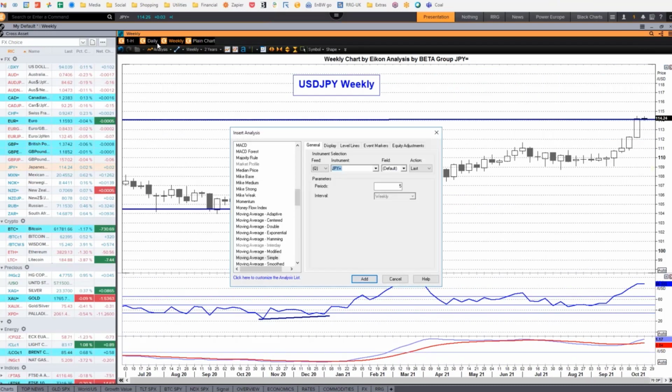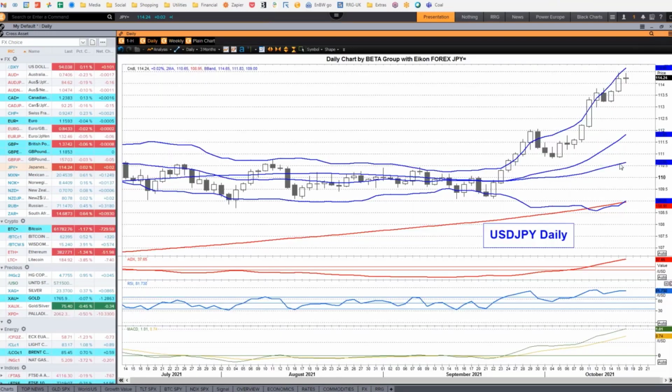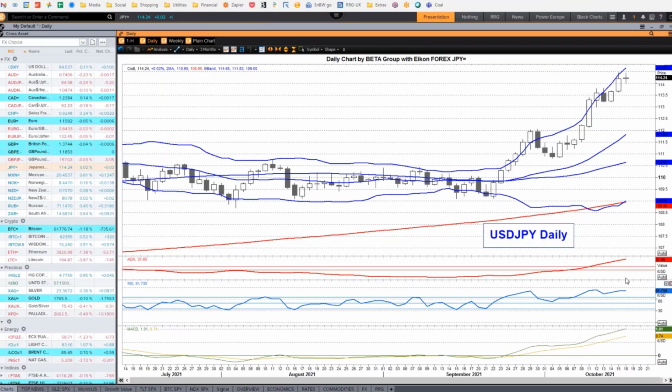So on the daily chart, how are we looking? Well, we're looking strong. Bollinger Bands are expanding, the RSI is strong, the MACD is strong, the ADX is rising, the positive trend is strengthening. It's looking good.